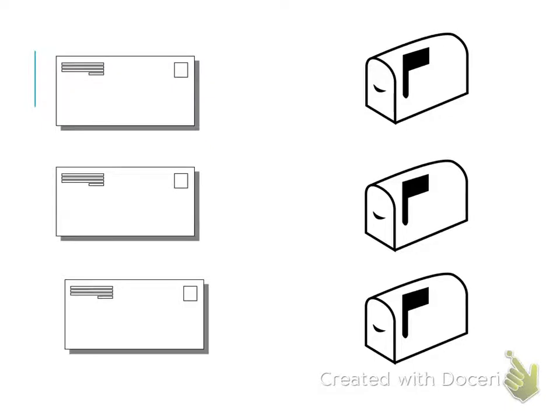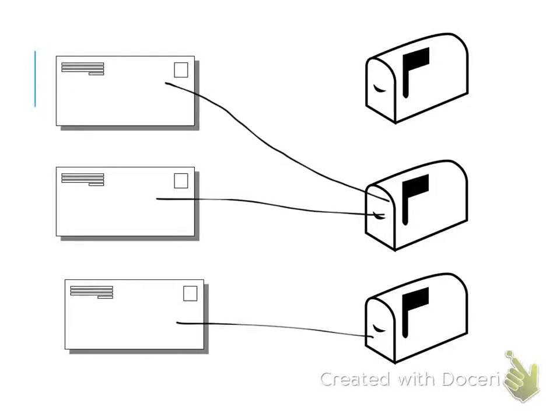So let's talk about the mail system real quick. Everyone knows how the mail system works? The mailman delivers mail. This mailbox will get a letter. This mailbox will get a letter. This mailbox will get a letter. Right? Is it okay for one mailbox to get multiple letters? Yes. And some mailboxes to get no letters? That's acceptable, right?